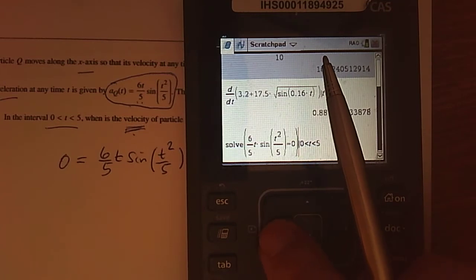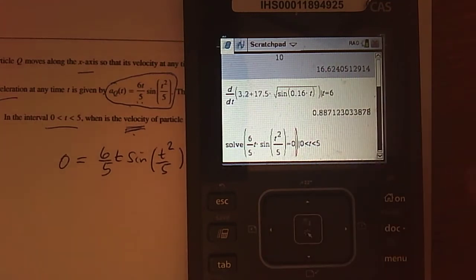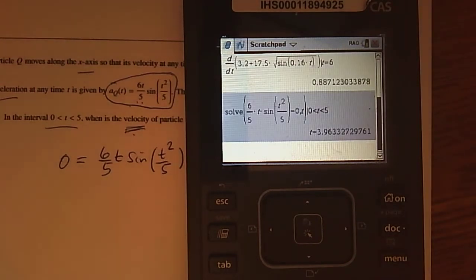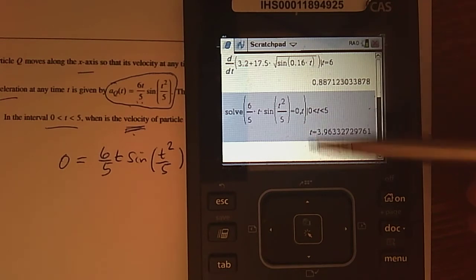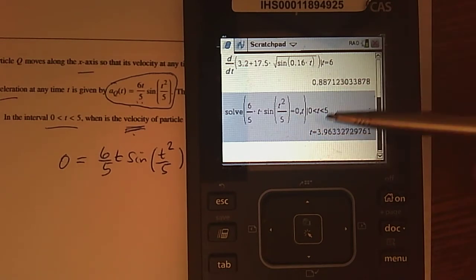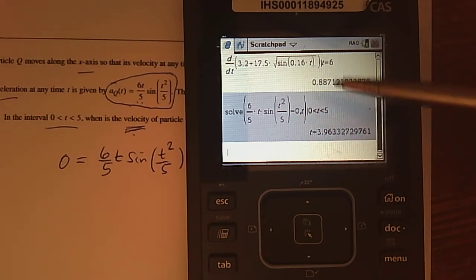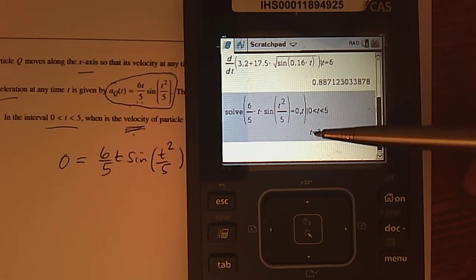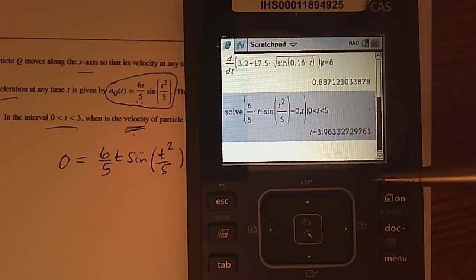Oh, I know what I did wrong. I was supposed to go comma t at the end. To solve it, you need to go comma t. Now try it. Oh, there you go. So I didn't put down comma t to tell the calculator to solve for t. But this is very helpful when you have a trig equation and you have a restriction. I only want the answer from 0 to 5. And the answer to 3 decimal places is 3.963.